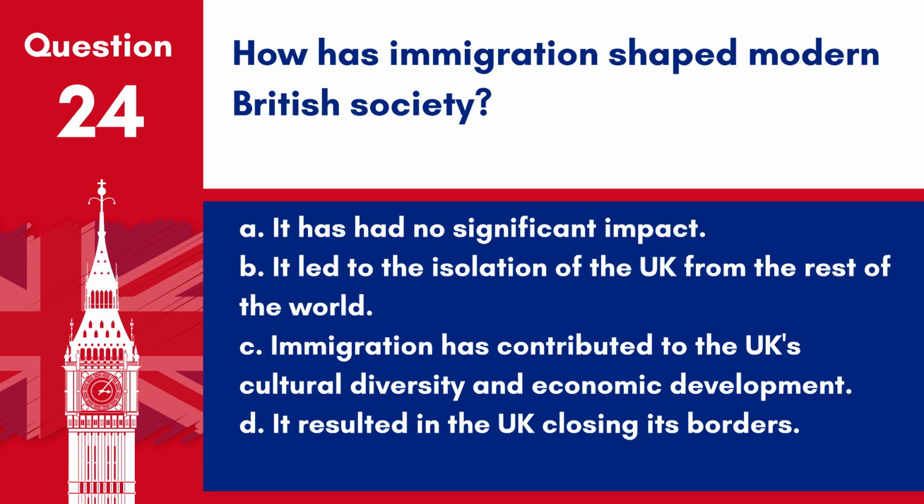Question 24. How has immigration shaped modern British society? A. It has had no significant impact. B. It led to the isolation of the UK from the rest of the world. C. Immigration has contributed to the UK's cultural diversity and economic development. D. It resulted in the UK closing its borders. Answer. C. Immigration has contributed to the UK's cultural diversity and economic development.